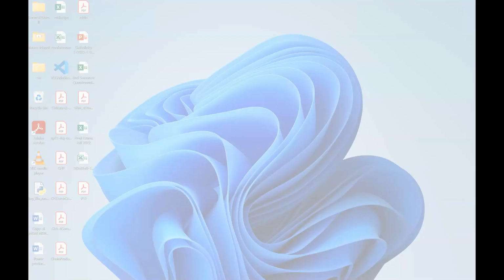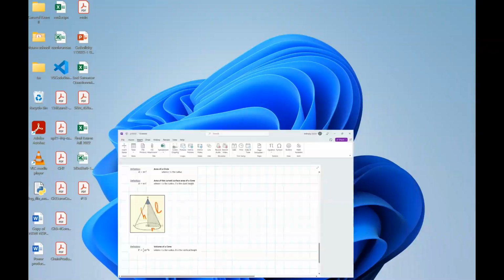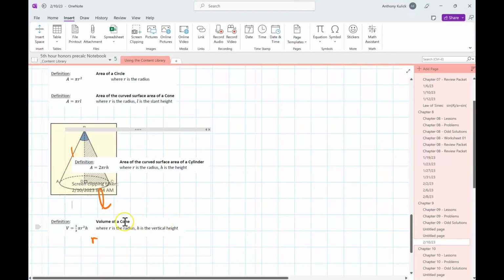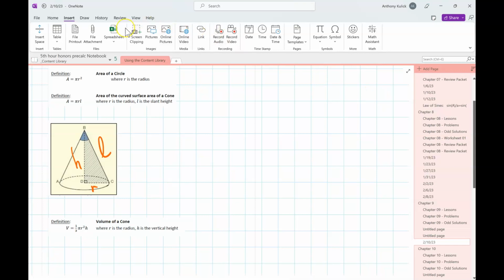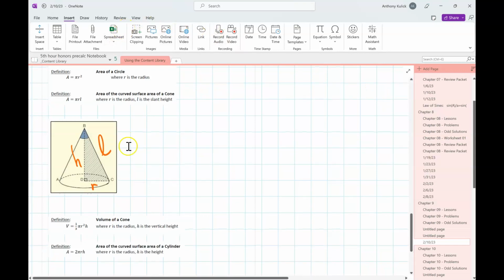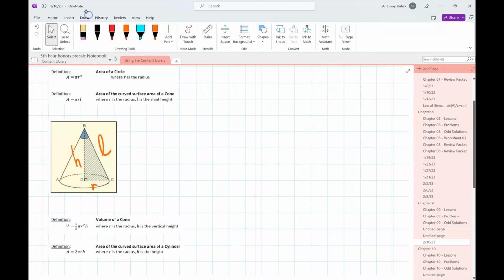So if I want, let's see, another thing, the area, oh boy, what just happened there? That's not what I wanted it to do. The area of the curved surface for a cylinder is 2 pi r h.